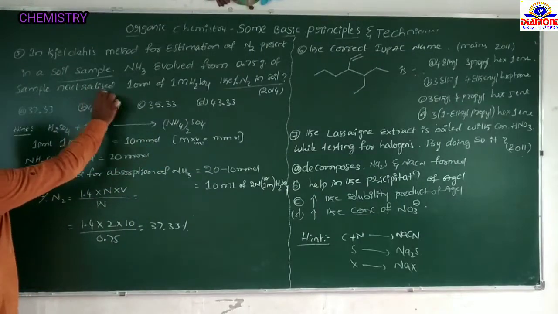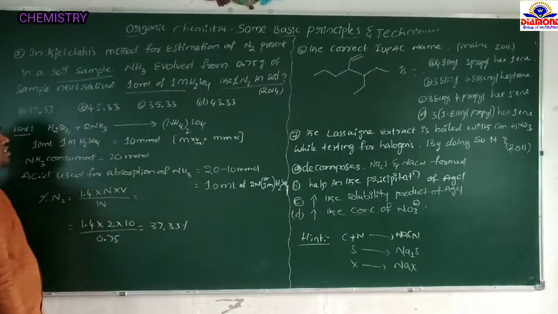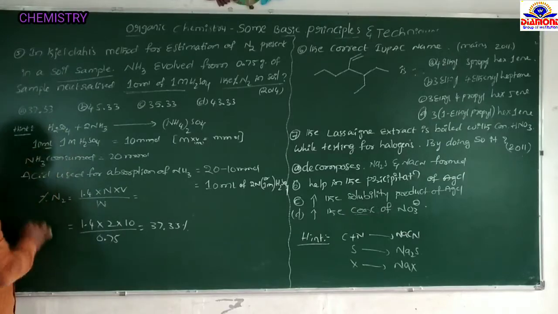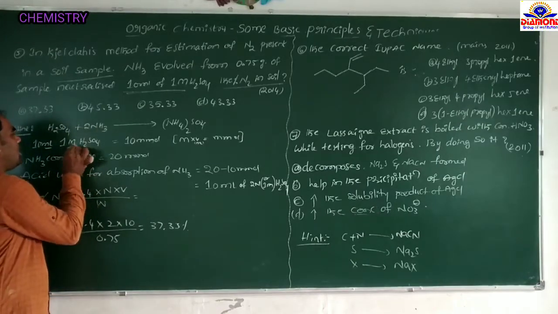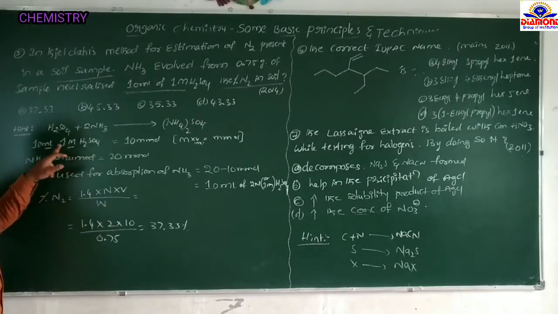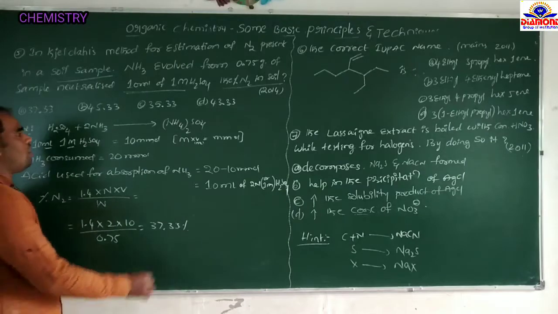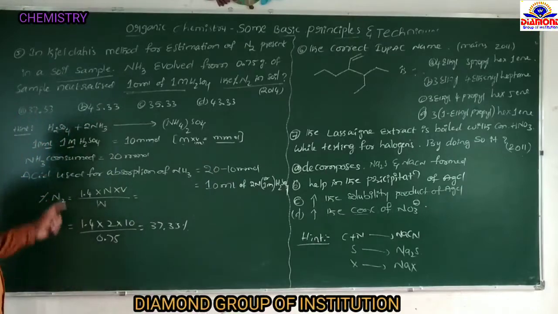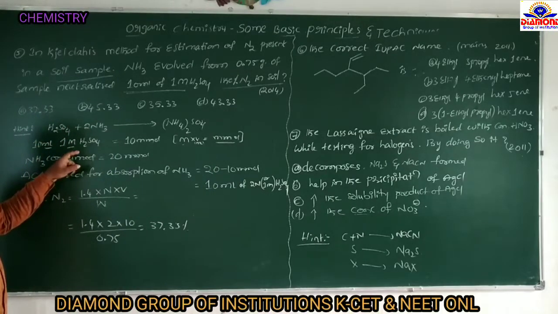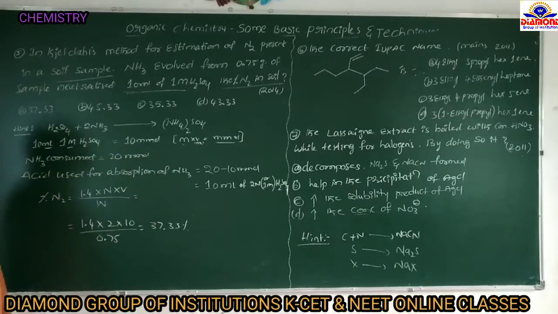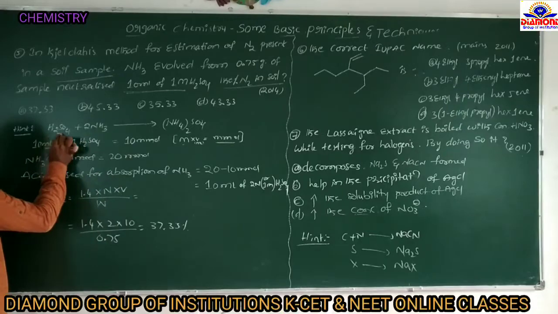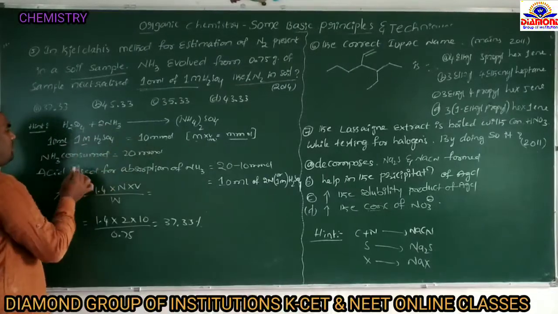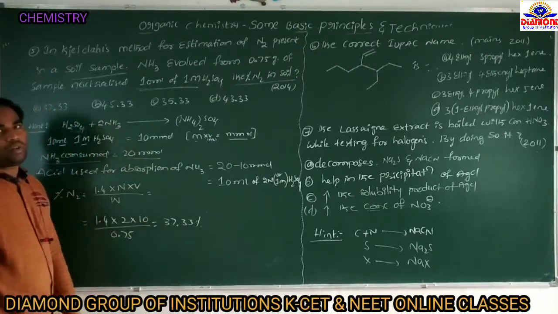See here, 10 ml of 1M H2SO4 is used. That means the volume in milliliters and molarity are given. H2SO4 molarity is 1 and volume is 10 ml. Therefore, molarity into volume in milliliters equals millimoles. So molarity into volume is nothing but 10 millimoles. Next, H2SO4 10 millimoles means ammonia is 2 times greater than H2SO4. Therefore 2 into 10 is 20. Ammonia consumed is 20 millimoles.